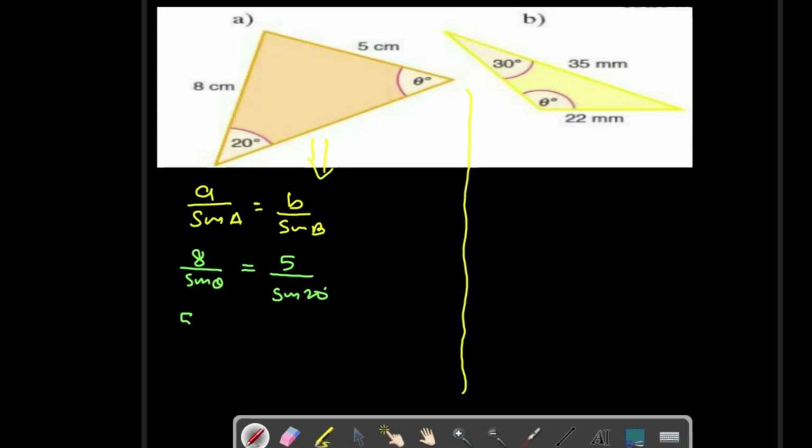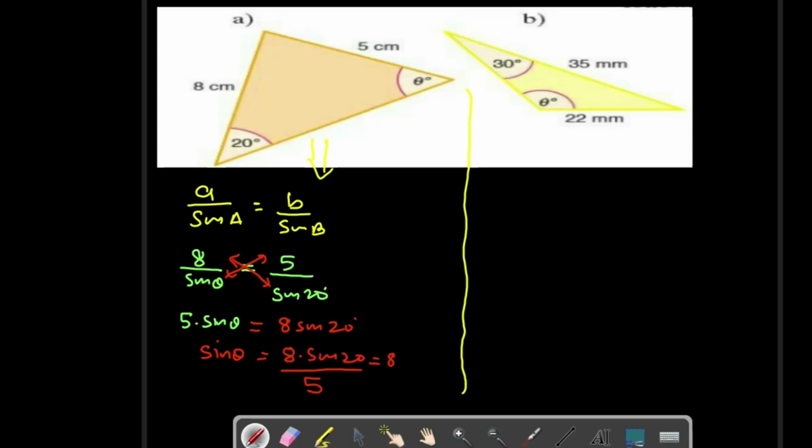Now what we have to do is cross multiplication. So 5 into sine theta, multiplying like this, is equal to 8 into sine 20 degrees. So sine theta is going to be 8 into sine 20 upon 5.